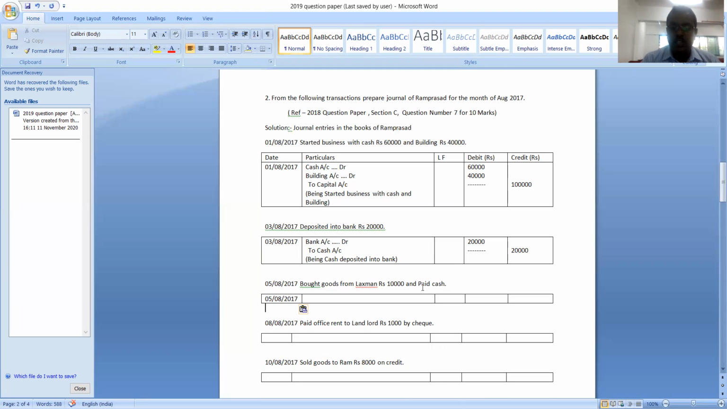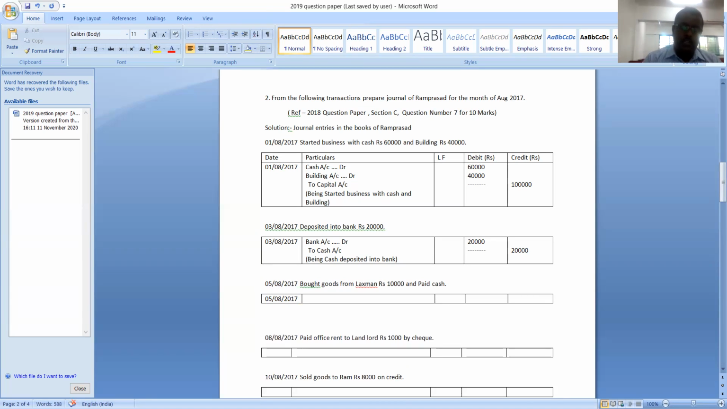So in this particular transaction, they mentioned the name of the person, that is Lakshman, but further they specified paid cash. It means it is not a credit transaction, it is a cash transaction. So in case of a cash transaction, cash is important, not the person. So here, which are the two accounts? One is bought goods. I told you, bought goods means purchases account, sold goods means sales account. So here, bought goods means the two accounts are the purchases account and the cash account. It is not a credit transaction, it is a cash transaction.